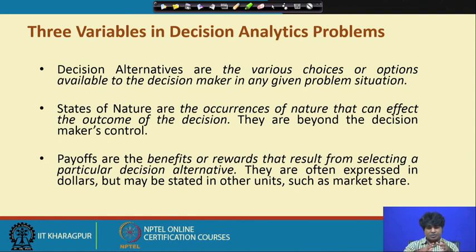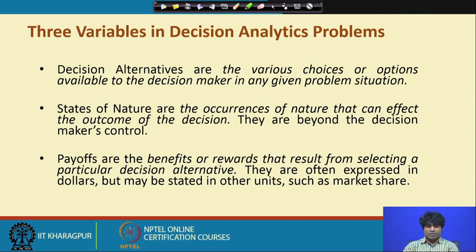Then the second one is the states of nature, or the chances of nature, that can affect the outcome of the decision, and they are beyond the decision maker's control. That is how uncertainty and risks come into the picture. Then payoffs are the benefits or rewards that result from selecting a particular decision alternative. They are often expressed in monetary units, but may be stated in other units such as market share. So, we must have a unit of expression through which we can effectively quantify the decision making process.